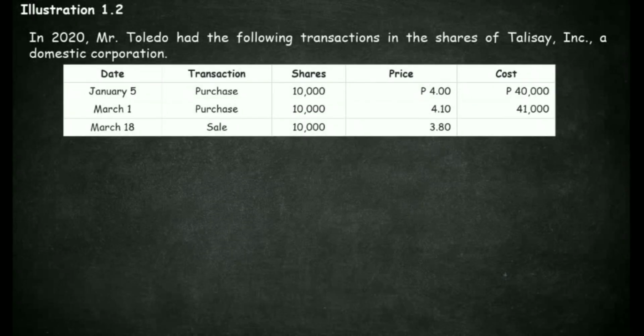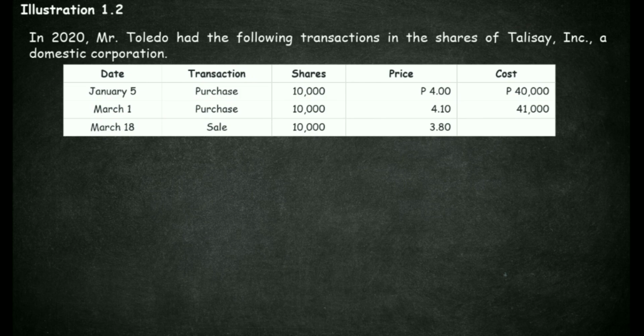Another illustration. In 2020, Mr. Toledo again had the following transactions in the shares of Lisay Incorporated, a domestic corporation. On January 5, there was a purchase of 10,000 shares at 4 pesos per share, so the total cost is 40,000 pesos. Another purchase was made on March 1, 10,000 shares at 4 pesos and 10 centavos per share, so the total cost is 41,000.